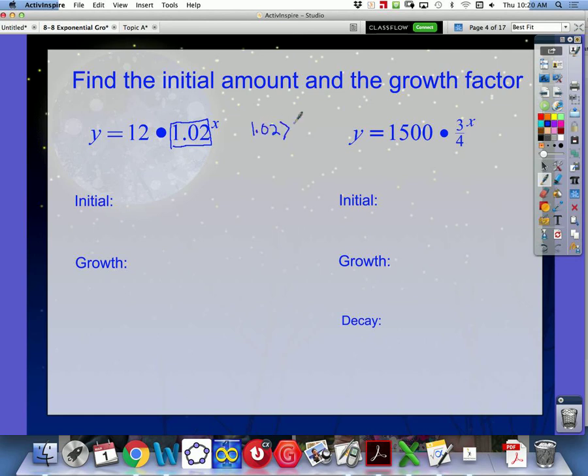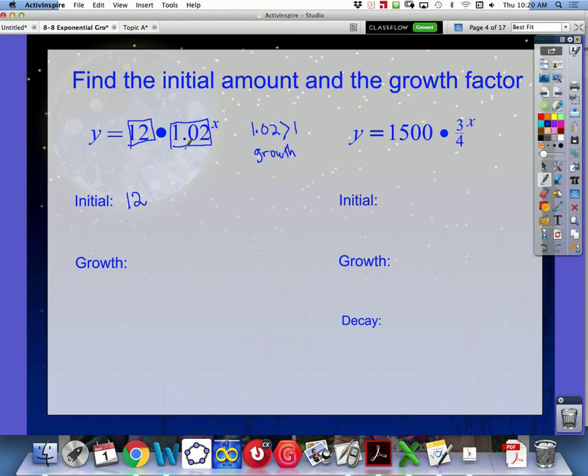1.02 is bigger than 1. So that means this is a growth problem. It's something that is growing. Now when it says find the initial amount, that is this amount right here. That's how much it's starting with, so that is 12.